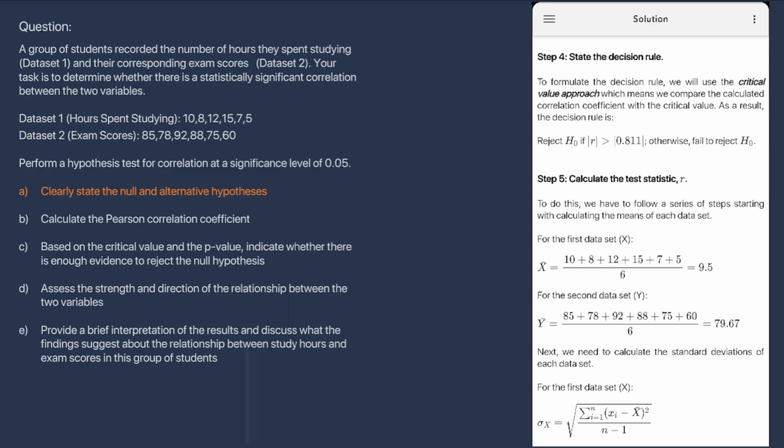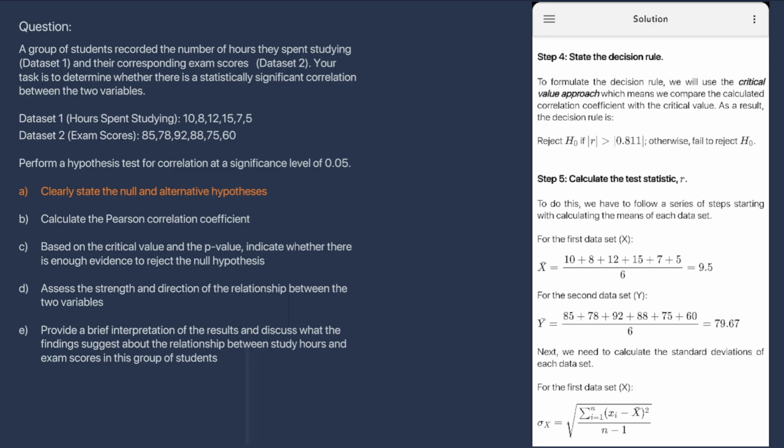We now proceed with step number 5, calculate the test statistic. To do this, we will be following a procedure starting with the calculation of the means of each dataset. Here we add each of the individual data points in each dataset and divide it by the sample size. This gives us 9.5 and 79.67.